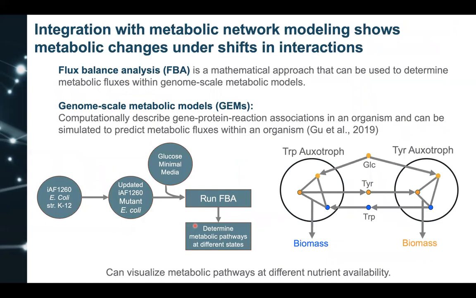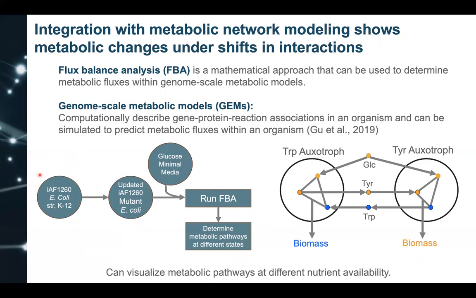The problem is knowing this doesn't actually tell us what's happening with the metabolic pathways themselves, but we can use this and integrate it with metabolic network modeling to look at these metabolic pathways. We can use metabolic network modeling such as flux balance analysis, that is a mathematical approach that determines metabolic fluxes within genome scale metabolic models.